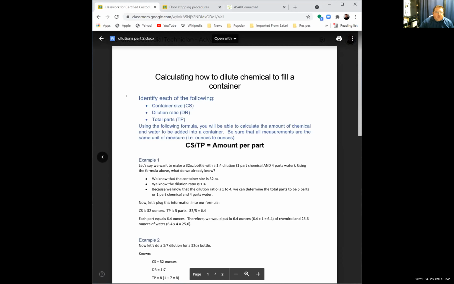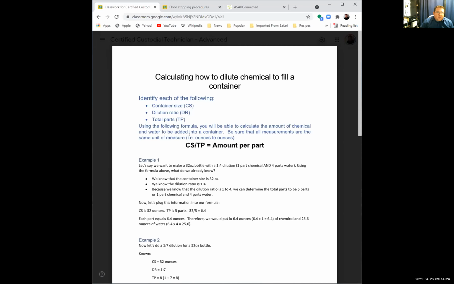To be able to do that, you first have to identify each of the following. You need to know the container size. You need to know the dilution ratio, which is what we just did. And by knowing that dilution ratio, then you'll be able to identify the total parts. So the way this formula works is we take the container size, divide it by the total parts, and that equals how much each part is.